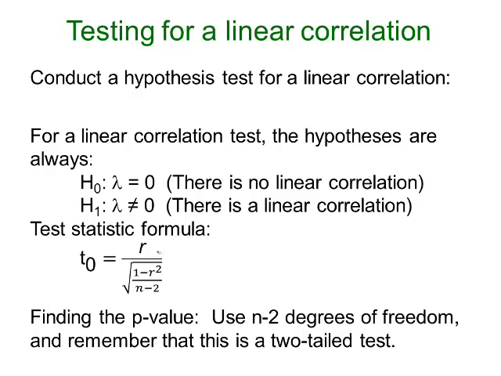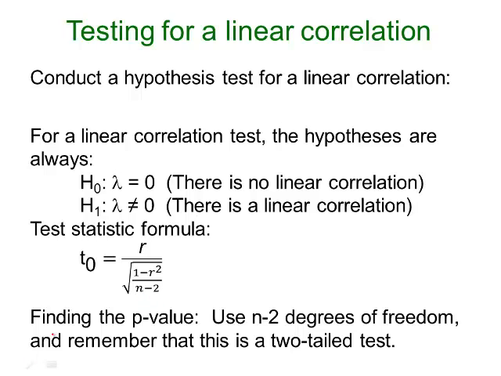Here's the test statistic formula, and notice this uses R, which is our correlation coefficient. So that comes from our sample data. So once you have your sample data, find the R. You can do that using either StatCrunch or your calculator, and we'll look at how to do that with your calculator. So the R goes in here, and the n is the number of data points that there are. So in other words, it's the number of pairs of values that we have.